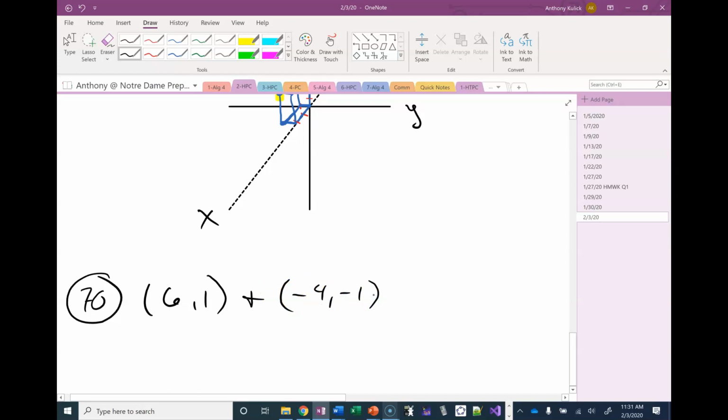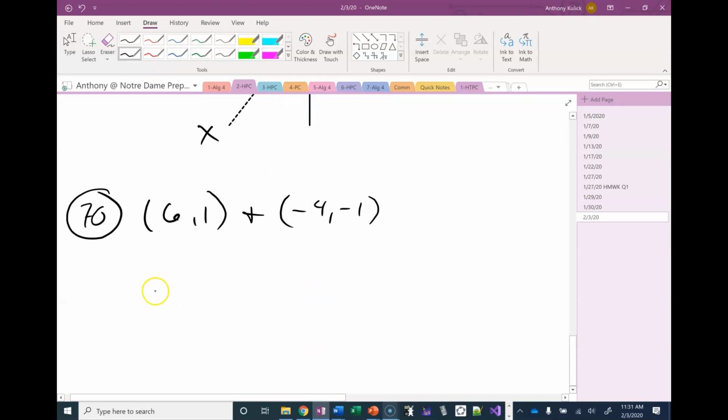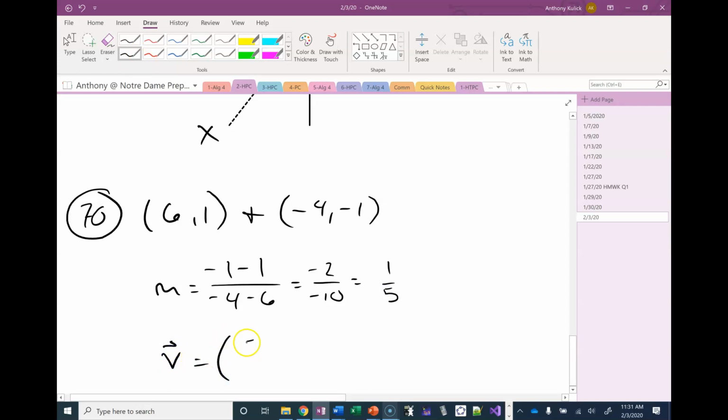So here's 2 points. What I'm going to need out of this is I'm going to need a slope. Well, that's relatively easy to calculate. So I can turn that slope into the slope vector 5, 1. And then I need a point vector. So I could use either one of these 2 point vectors. It doesn't matter which one. I'll just use the first one.